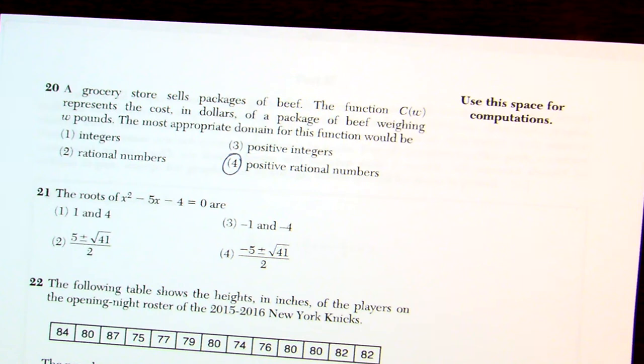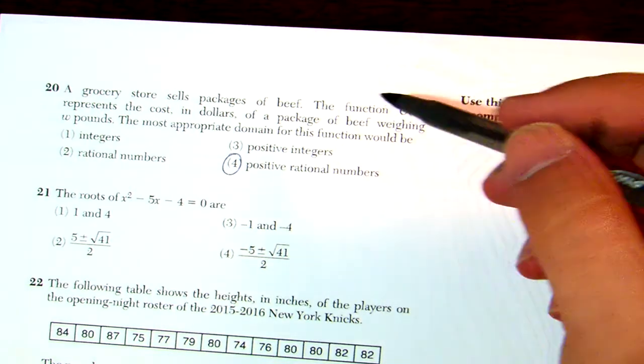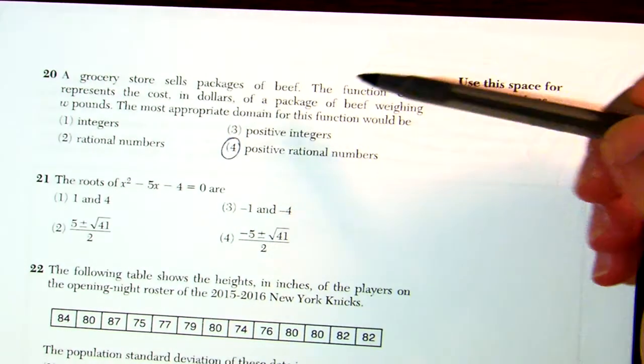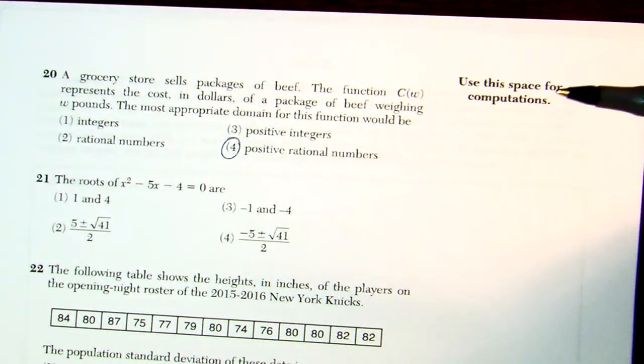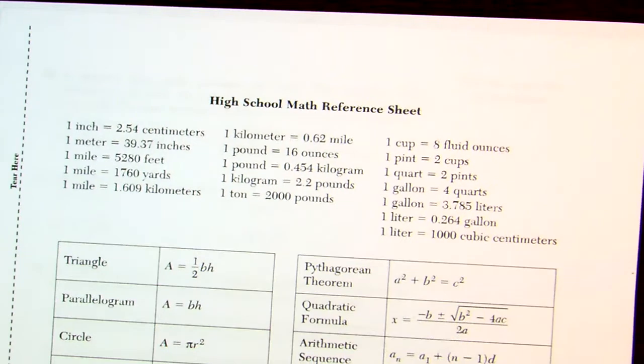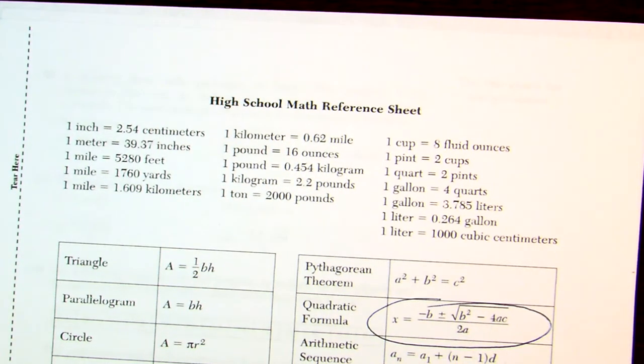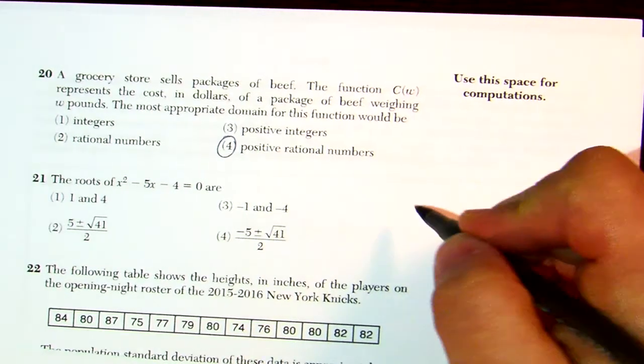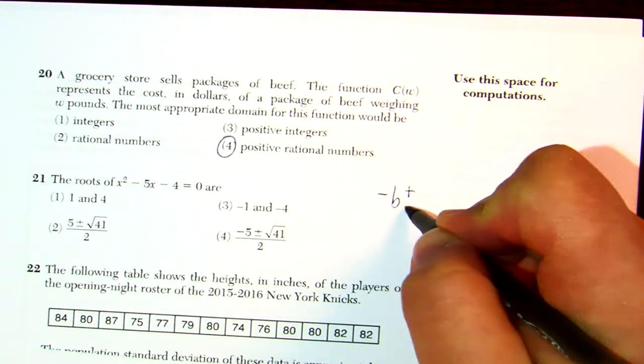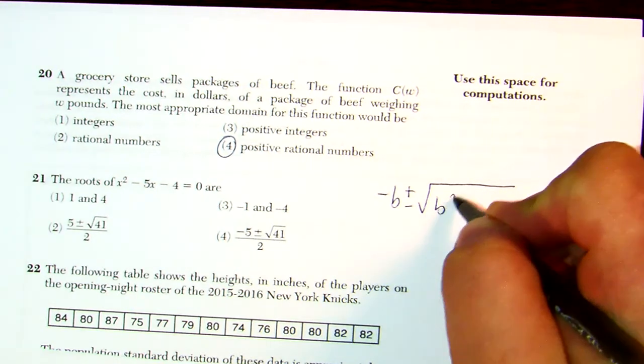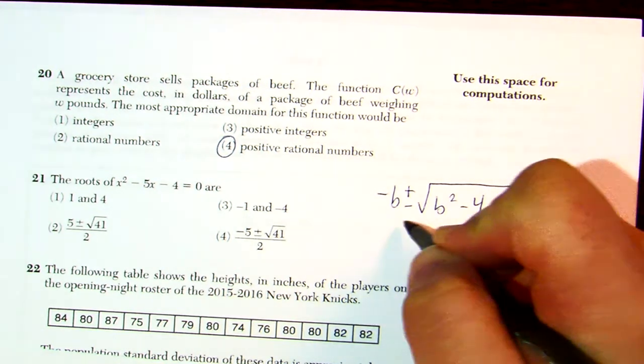21 says the roots of x squared minus 5x minus 4 equals 0 are. So I'm looking at this, and I know I cannot find factors of 4 that would subtract to give me 5. So that means I'm going to have to use the quadratic formula. And that quadratic formula is actually in the reference tables that they give you, or your reference sheet. So here's my quadratic formula right here. So I'm going to go ahead and use that. Negative b plus or minus square root b squared minus 4ac all over 2a.